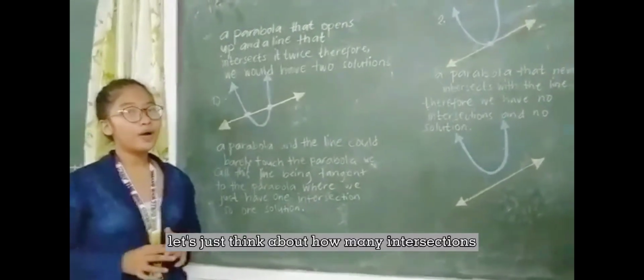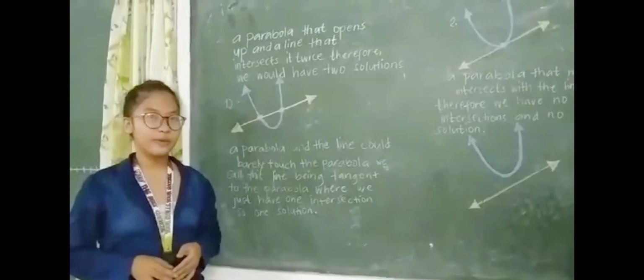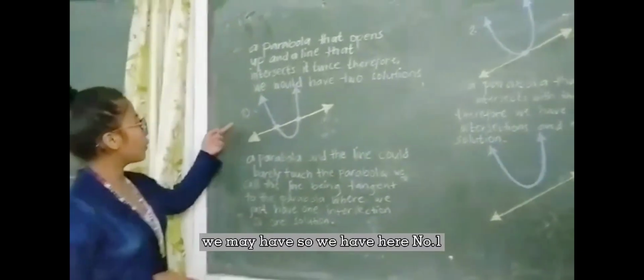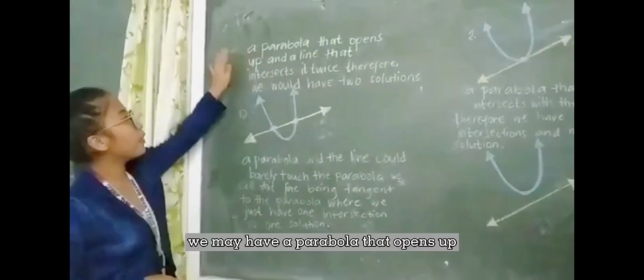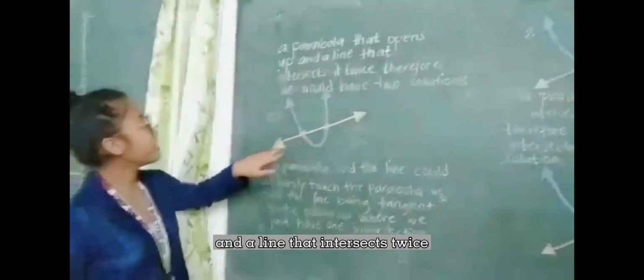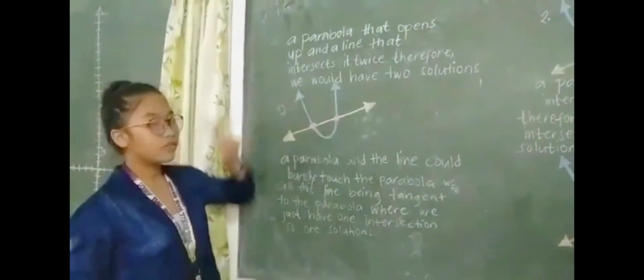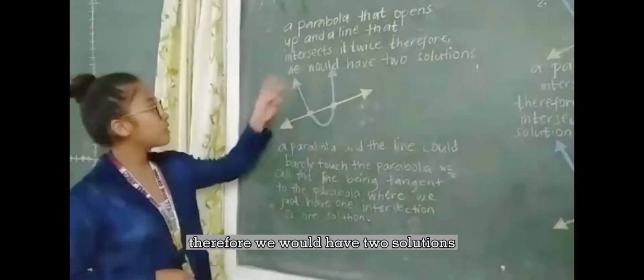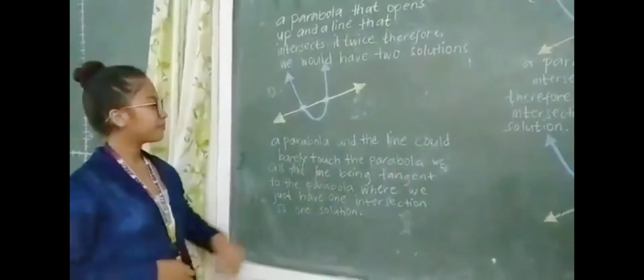Let's just think about how many intersections we may have. So we have here number 1. We may have a parabola that opens up and a line that intersects twice. Therefore, we would have 2 solutions.